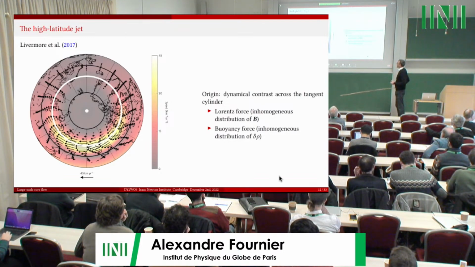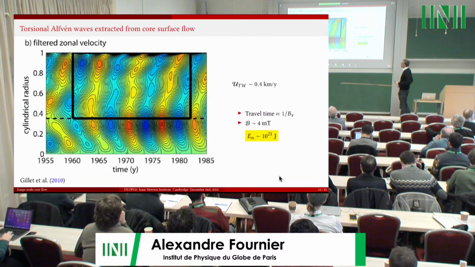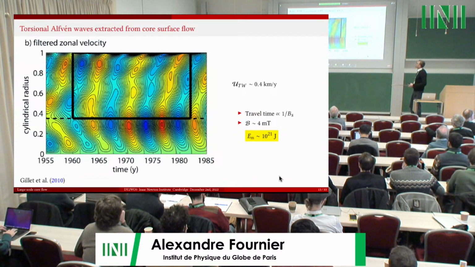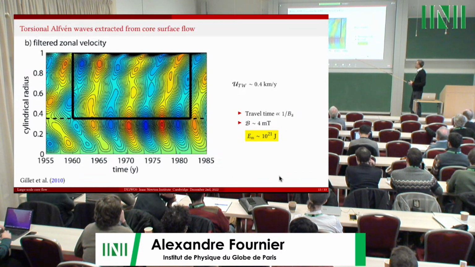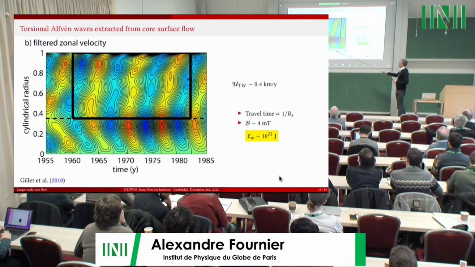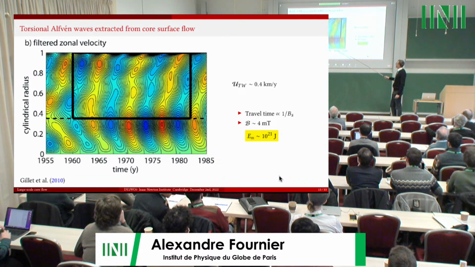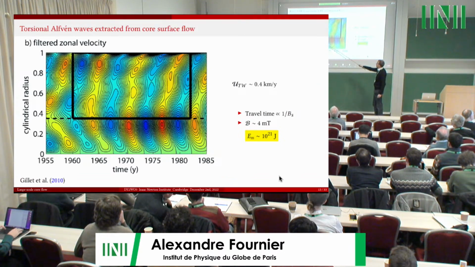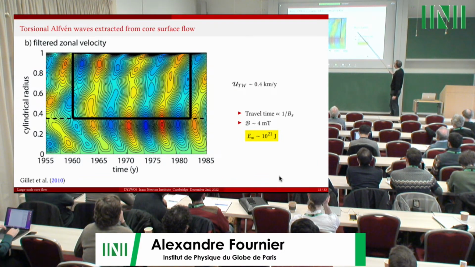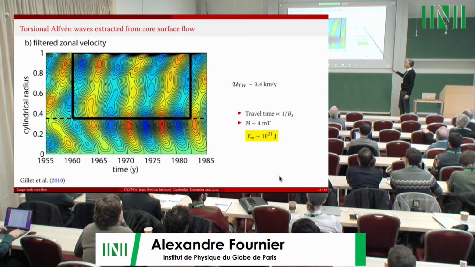Okay. So the last bit of observation I want to talk about, which you saw also this week, is the detection of torsional waves propagating in the core. So this is a time-cylindrical radius plot of the geostrophic velocity, the velocity of geostrophic cylinders. What we see is that these waves propagate from the tangent cylinder to the core mantle boundary in about 4 years, not 4 hours. And then the amplitude of this signal is relatively weak. It's about 0.4 kilometers per year.